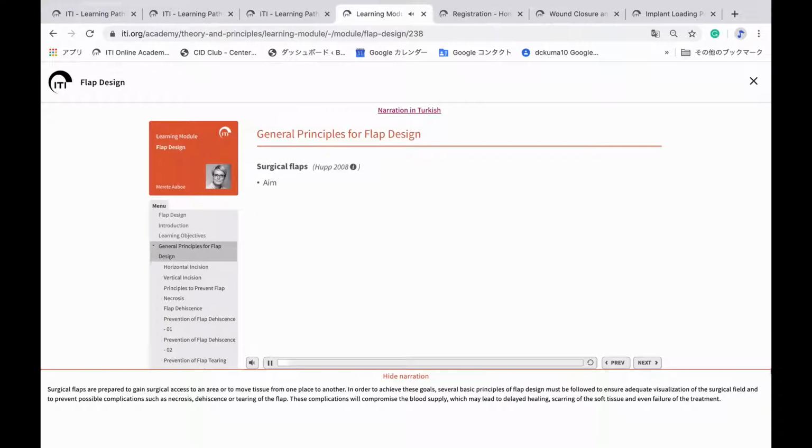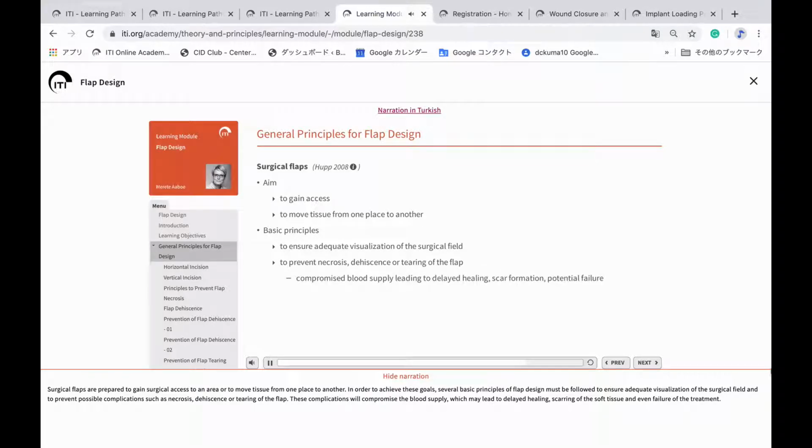Surgical flaps are prepared to gain surgical access to an area or to move tissue from one place to another. In order to achieve these goals, several basic principles of flap design must be followed to ensure adequate visualization of the surgical field and to prevent possible complications such as necrosis, dehiscence, or tearing of the flap. These complications will compromise the blood supply, which may lead to delayed healing, scarring of the soft tissue, and even failure of the treatment.